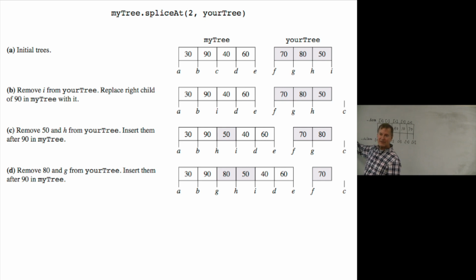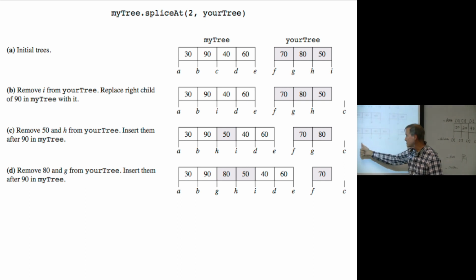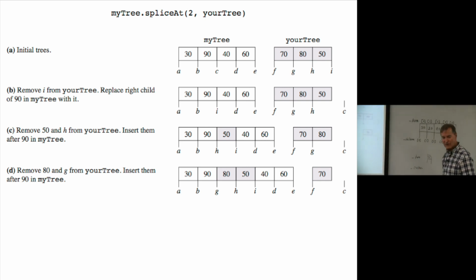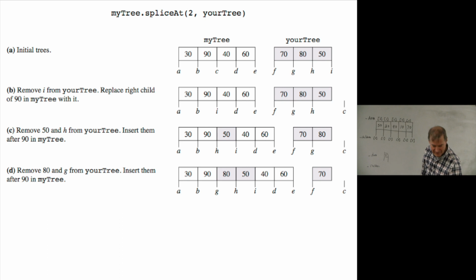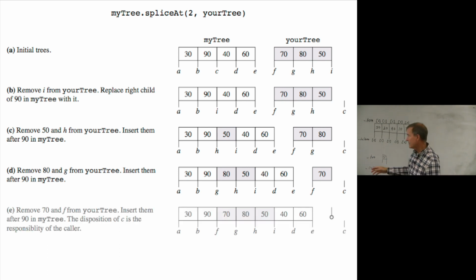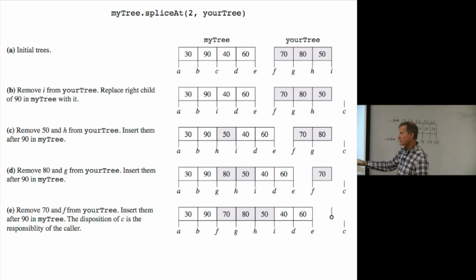And by the way, how do we take the 80 and the G from there? Well, we'll show you the code here in a minute. So this 80 and the G go in here, and this moves over. And now what? Then what? Next pair, the 70 and F. Go here, boom, and there we have it. Insert them between, and now this tree has become the empty tree, and this C is left over.